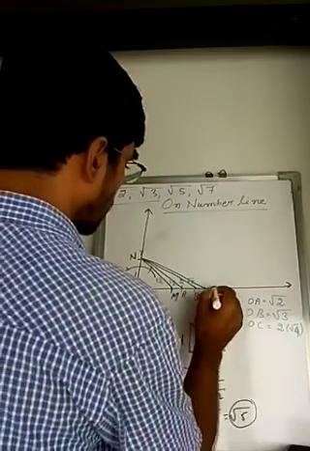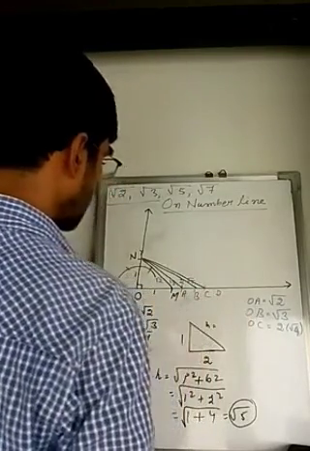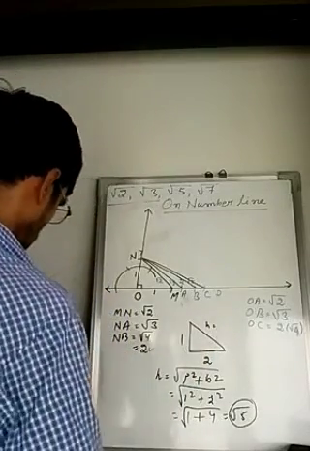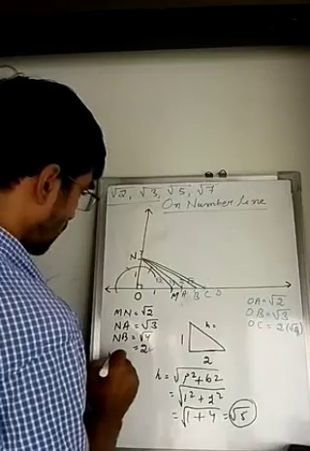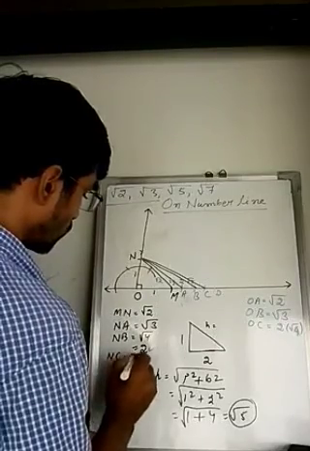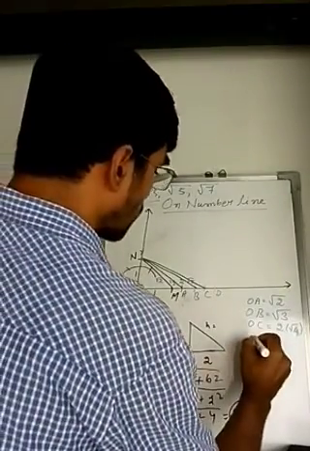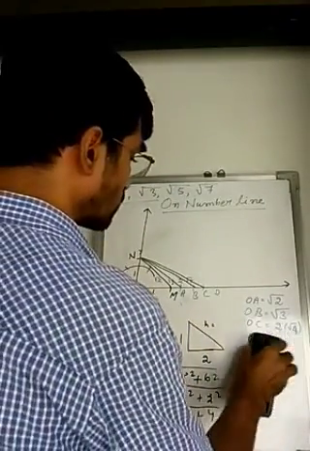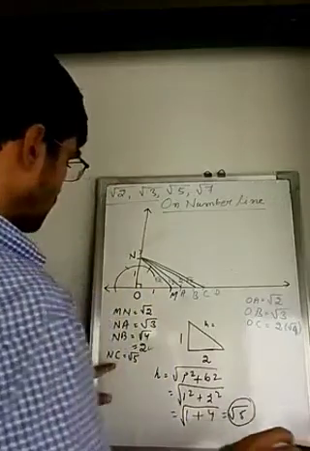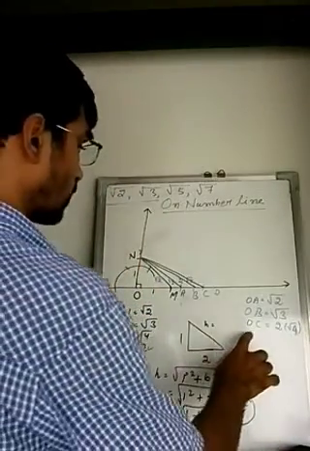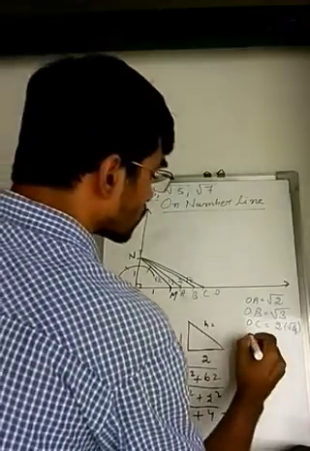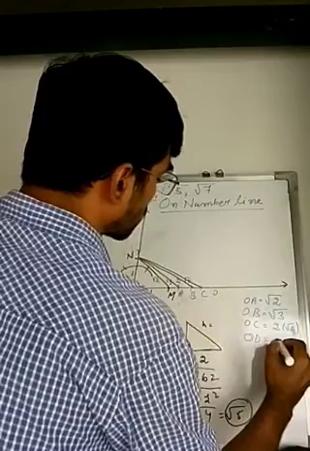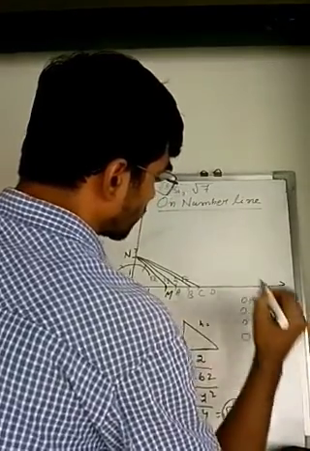Then here this one will come D. This D point is what? Root 5. So here I have taken NC equals root 5, then OD equals root 5. NC is the hypotenuse and OD will be on the number line. So here I will get OD as root 5.